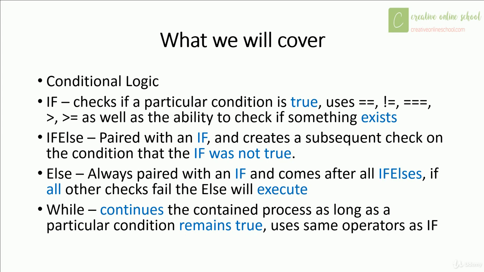Next is else if. These are always paired with an if, and it creates a subsequent check on the condition if the if was not true. So it tries the if, and if the if fails, it proceeds to the else if. Finally, we have else. It is also always paired with an if, and it comes after all the other else ifs. If all the checks fail, both the ifs and the else ifs if they exist, then it will execute the else.